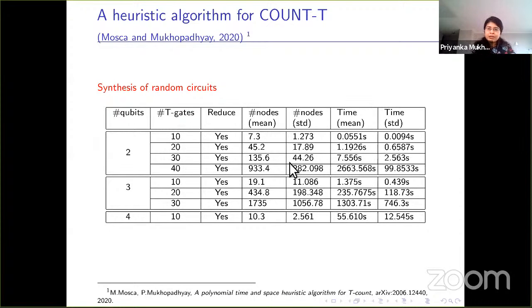Obviously, we couldn't verify whether this is the minimum or not, because no current existing algorithm can synthesize such big circuits. This number of nodes means the maximum number of nodes that accumulates at any level in the trees that get built during the algorithm. So this shows the extent of pruning that our algorithm achieves. And this is the average time and the standard deviation of the circuits which have been synthesized by us.